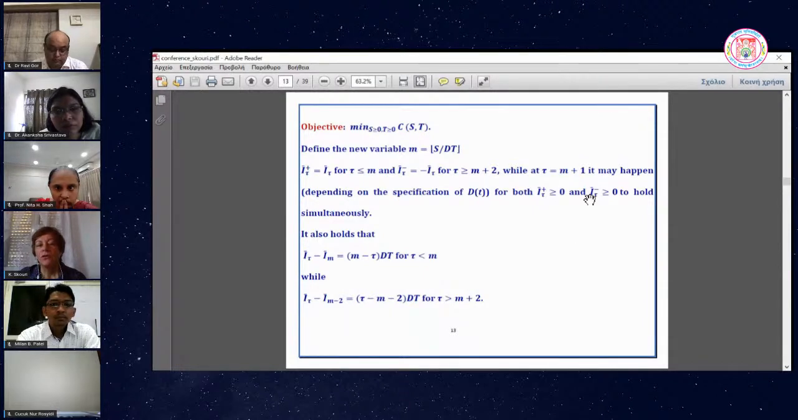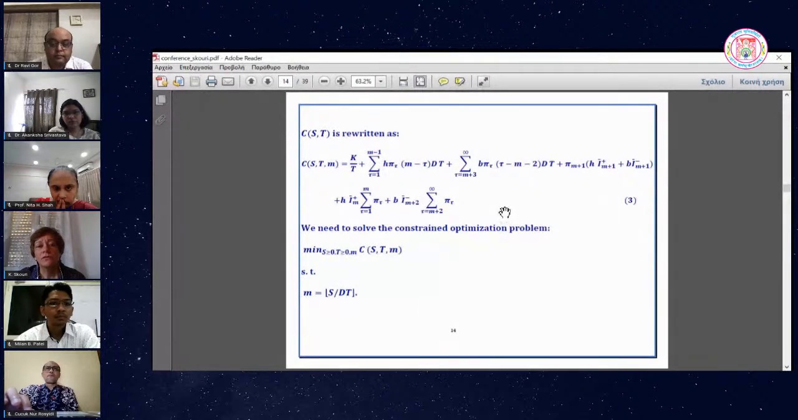Now we define a new variable of this form, and using this variable, we have cycles tau less than or equal to m with non-negative inventory, tau greater than or equal to m plus 2 with a backorder, and at cycle m plus 1, depending on the specification of D(t), we can have both non-negative inventory and backorder. Also, this relation holds.